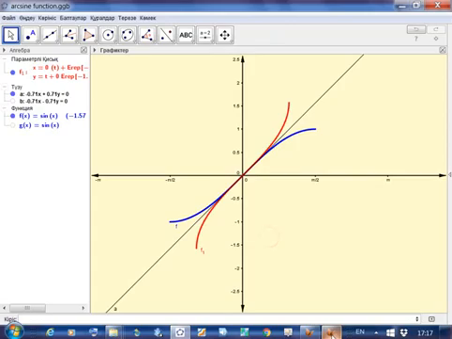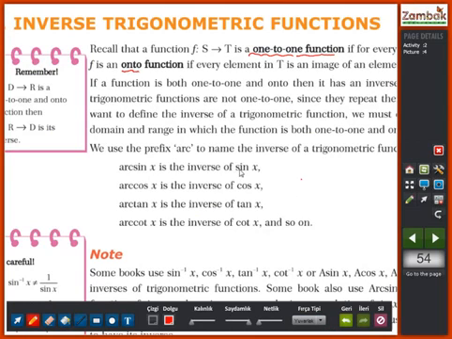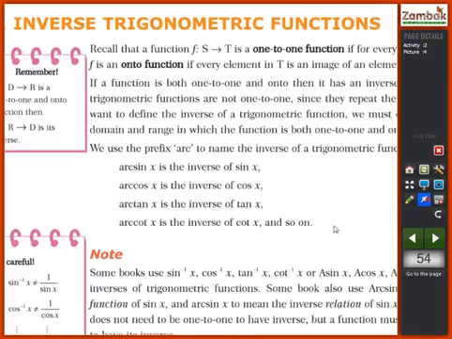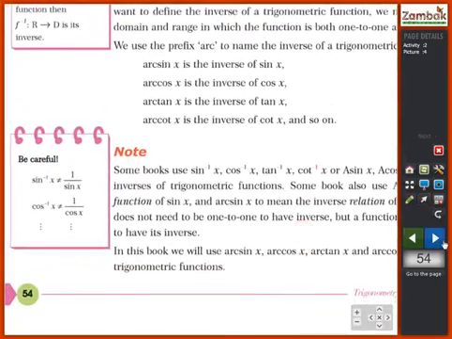Okay, now let's look at here. The inverse of sine x, we said, is arcsine. The inverse of cosine is arccosine. Tangent, arctangent, and the inverse of cotangent is arccotangent. In this video, we are going to learn about arcsine and arccosine.